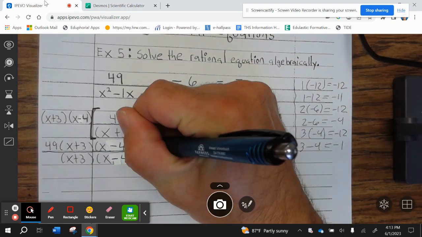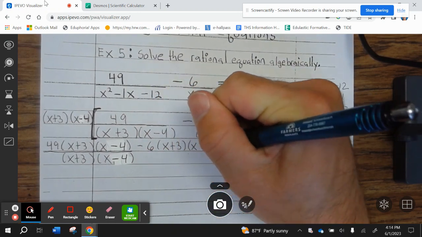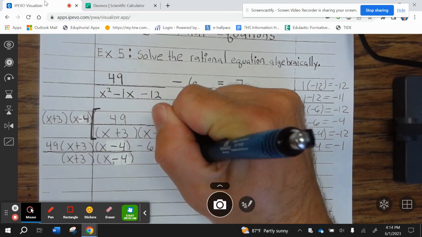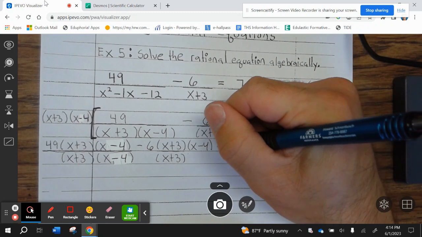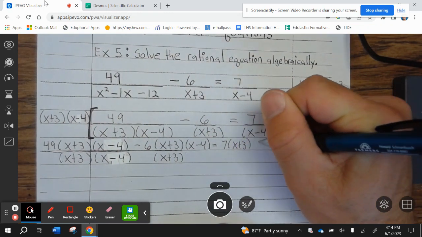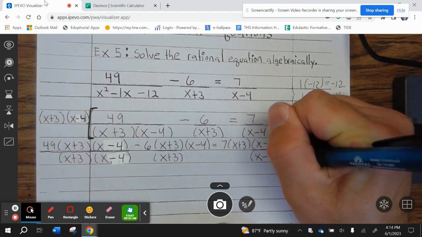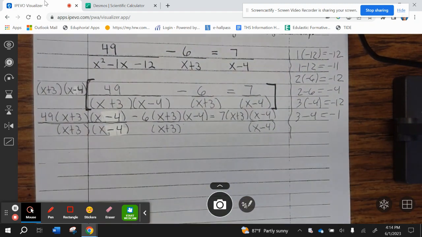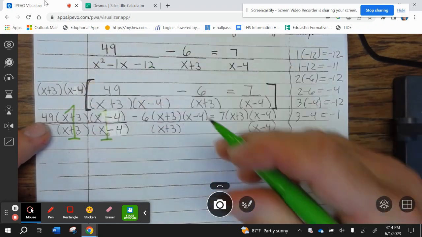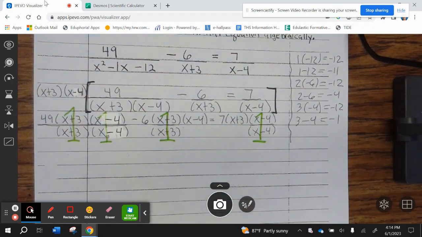So minus 6 times (x plus 3)(x minus 4), divided by (x plus 3), equals 7 times (x plus 3)(x minus 4), divided by (x minus 4). Now, we did all of that because watch what happens. This divides and becomes 1. This divides and becomes 1. This divides and becomes 1. And this divides and becomes 1.